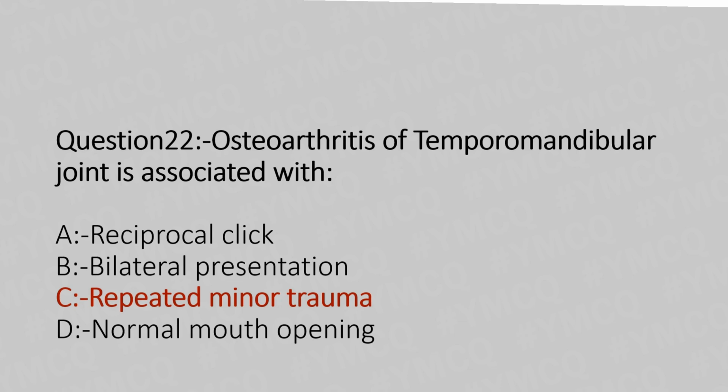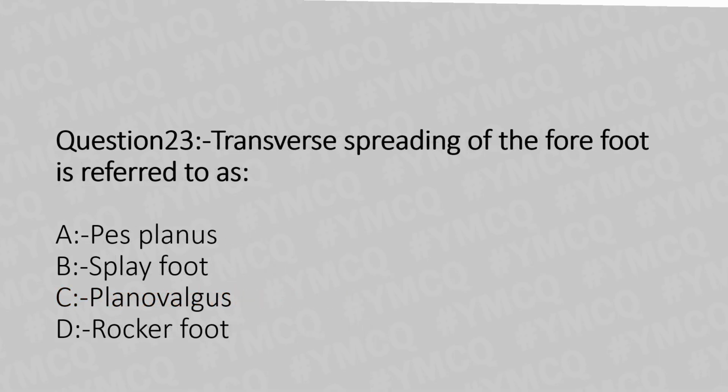Now let's move to question number 23. Transverse spreading of the forefoot is referred to as: option A, pes planus; option B, splay foot; option C, planovalgus; option D, rocker foot. And the answer is option B, splay foot.